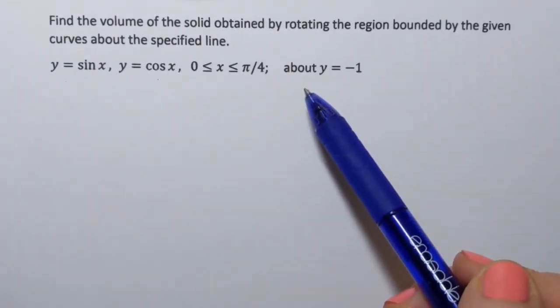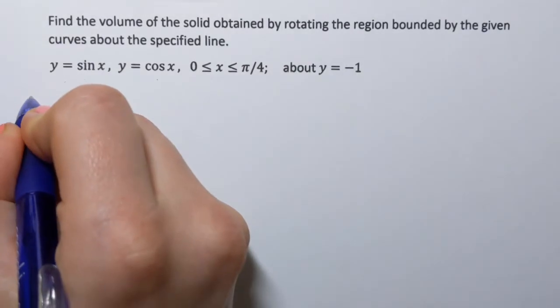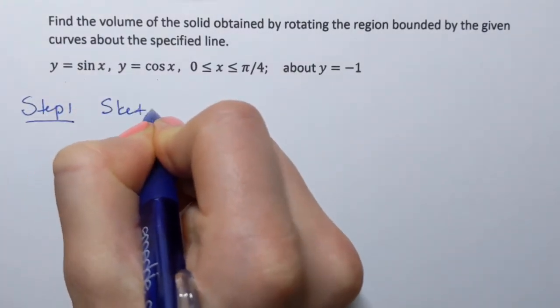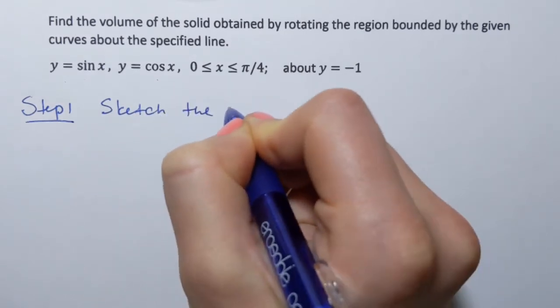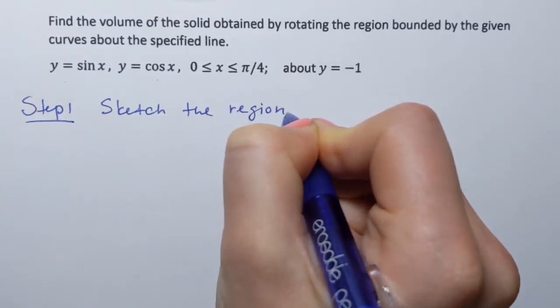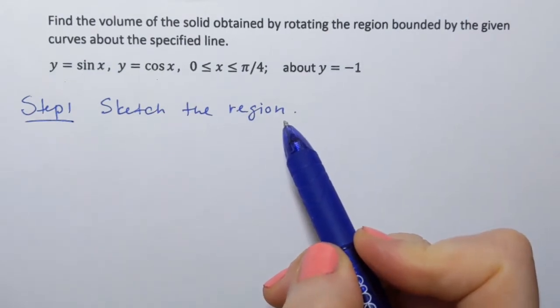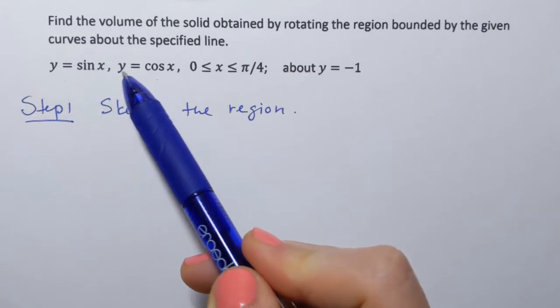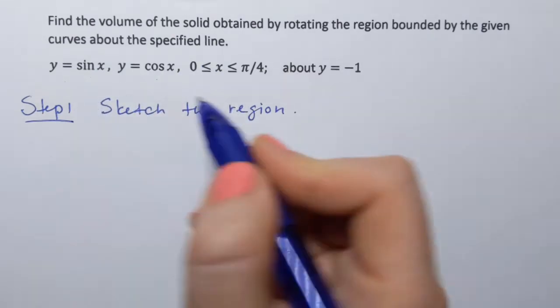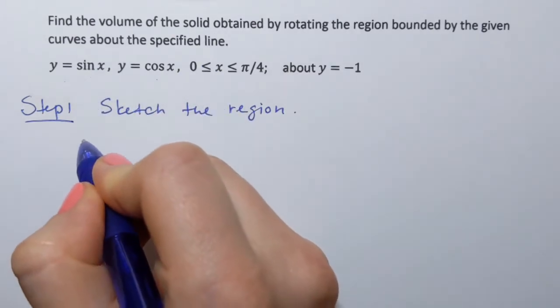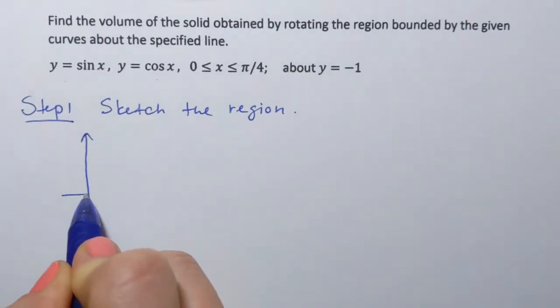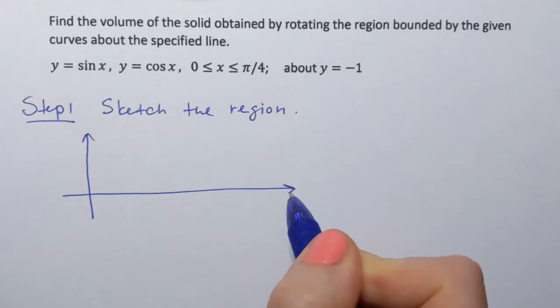We're going to start by sketching the given region, so let's call it step 1. Step 1, sketch the region. And while I'm calling this a sketch, I want it to be as accurate as possible. Okay, so I'm given two trig functions here. They're basic sine and cosine functions, so that means that to sketch the region, I'll just use the basic key values from 0 to 2 pi.